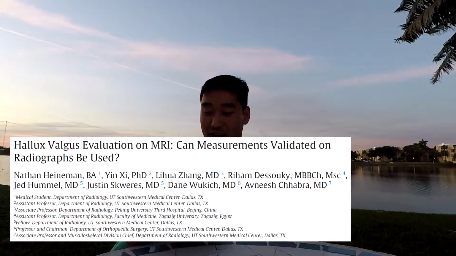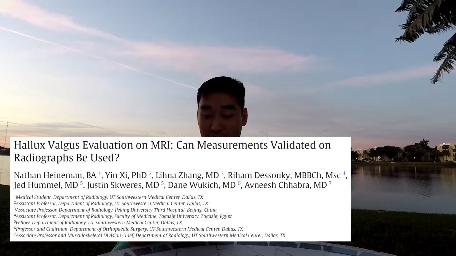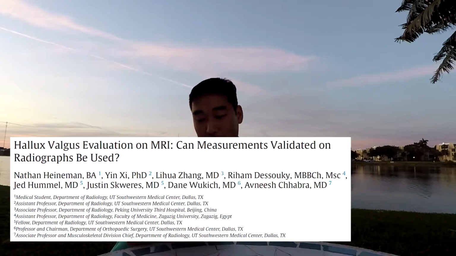So today, the journal that I'll be reviewing is titled The Hallux Valgus Evaluation at MRI. Can measurements validated on radiographs be used? This is authored by Nathan Heineman and his colleagues from UT Southwestern Medical Center and some international university from Beijing and Egypt. So the focus of this paper talks about bunion and how physicians can diagnose or evaluate bunions.